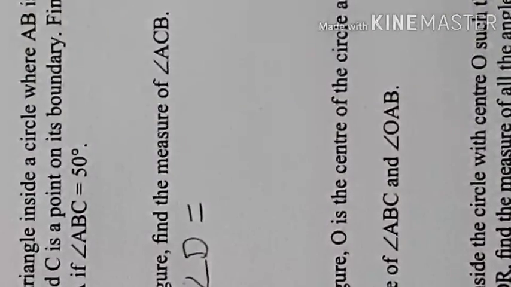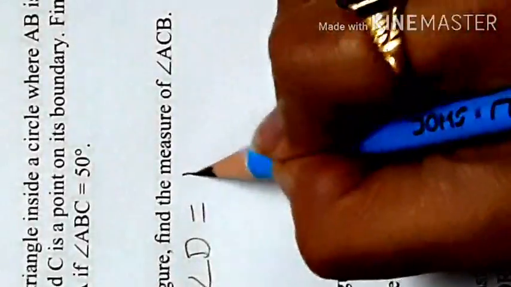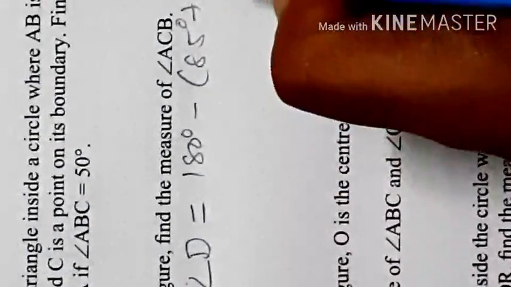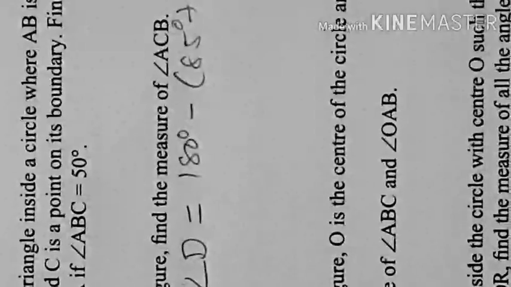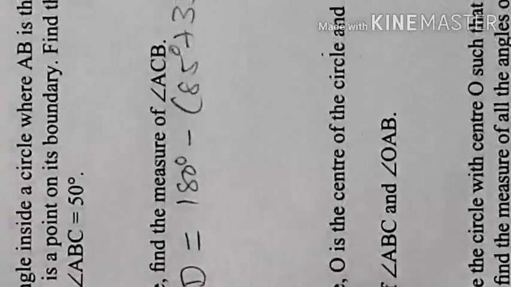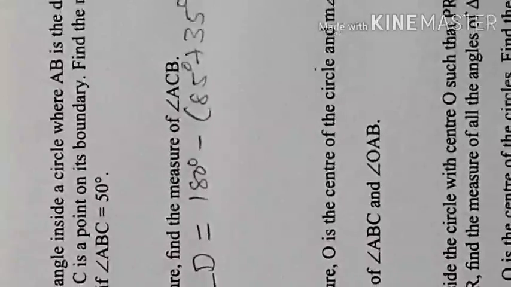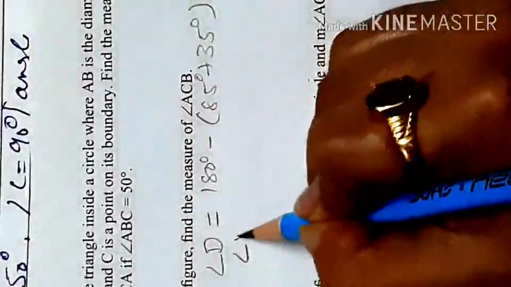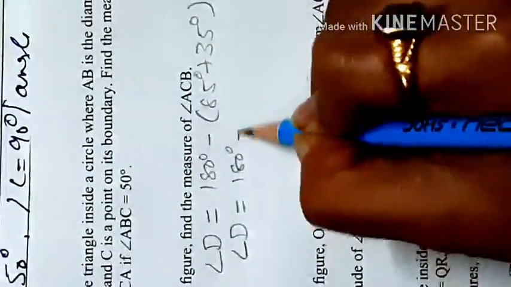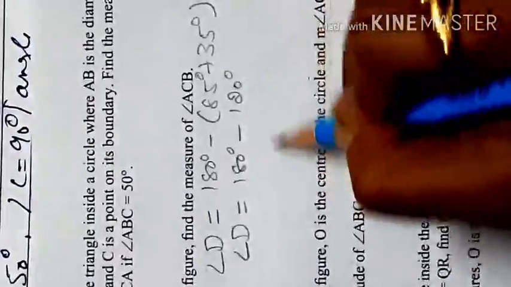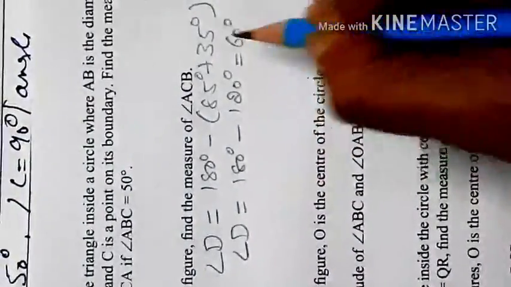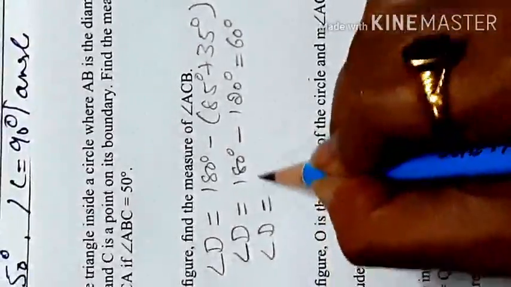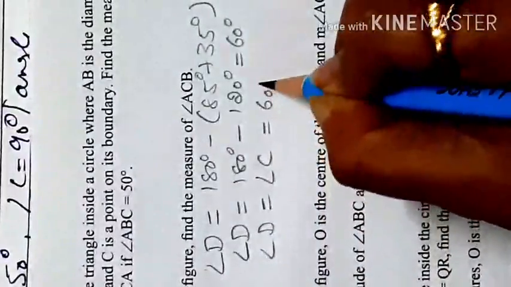So how can I write this? Angle D is equal to 180 degrees minus (85 degrees plus 35 degrees). So that means angle D is equal to 180 degrees minus 120 degrees, which gives me 60 degrees. So angle D is equal to angle C, which is equal to 60 degrees.